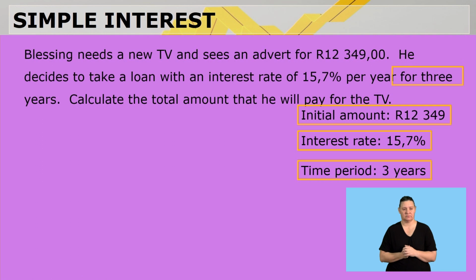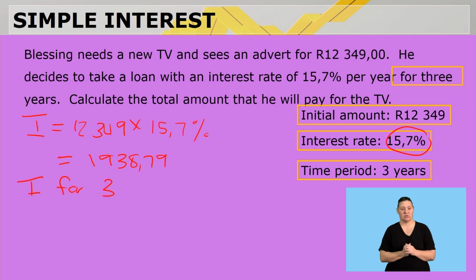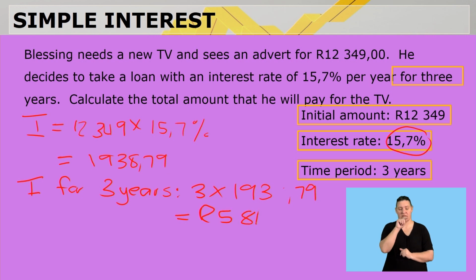So it will work exactly the same as the first one, where we need to calculate our interest for the first year. That is going to be 12,349 times our interest rate of 15.7%, and that is 1,938 Rand and 79 cents. Now the interest for 3 years is going to be 3 times that. And that is 5,816 Rand 37.